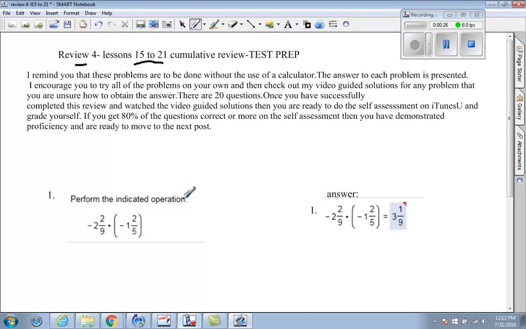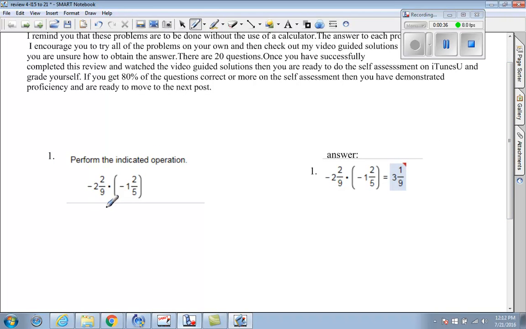Number 1, perform the indicated operation. We see it's multiplication. We see we're operating on mixed numbers. Like I said, I'm going to walk in faith that you've been through the notes, and I'm going to cruise through this with ease. So we change this to an improper fraction, we change this to an improper fraction, and proceed. So 9 times 2 is 18, 19, 20. So we're going to have 20 over 9. It's negative. We're going to multiply that with 5 times 1 is 5 plus 2, 7 over 5.